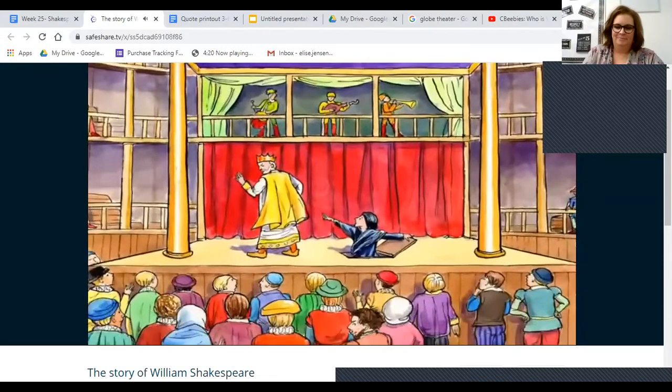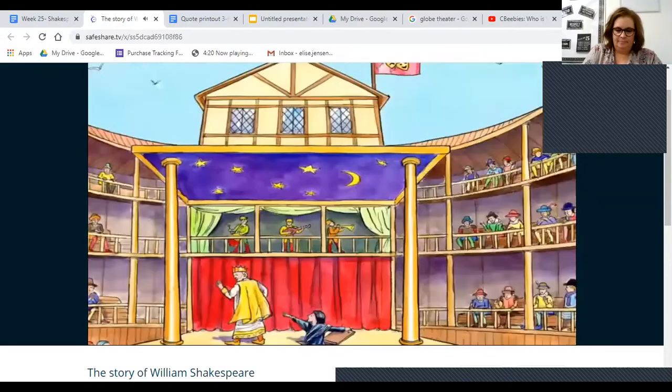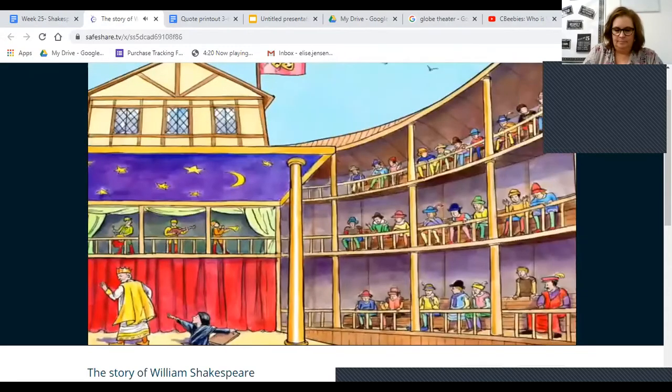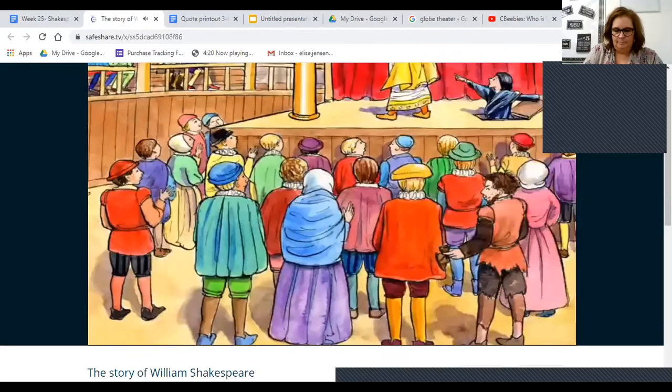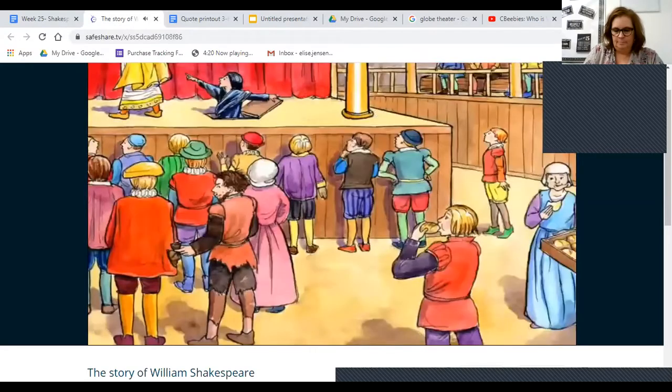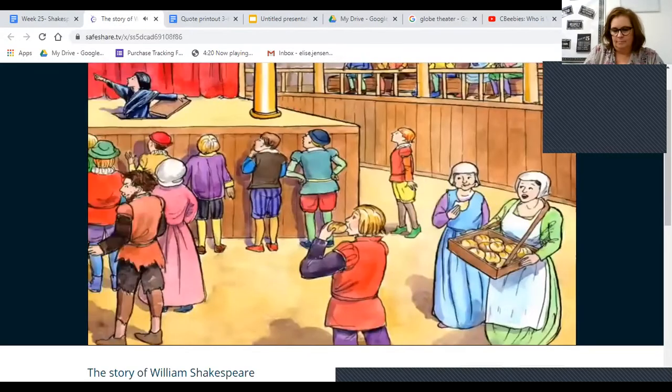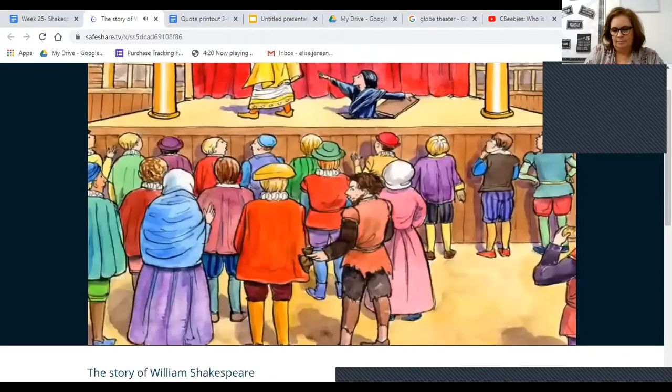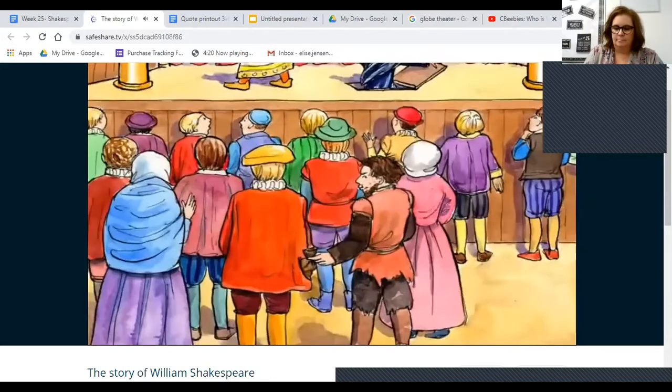Richer people could sit in comfy seats in the galleries and get a good view. The rest of the audience stood around the stage, pointing and shouting and laughing and chatting and eating and drinking. Hold on a minute! What's that bloke up to? He's a pickpocket and he's taking that man's money!